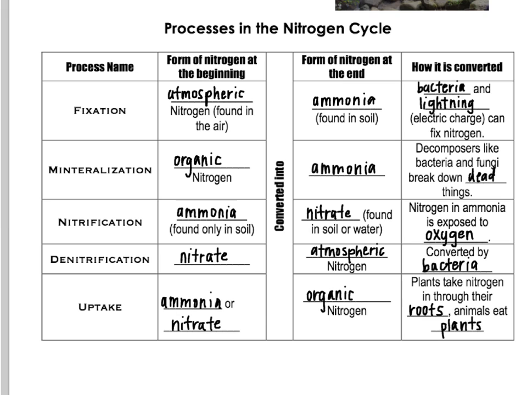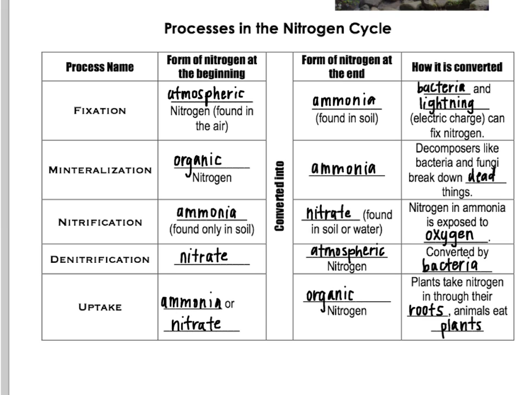Now the reason nitrification is important is because denitrification is one way that nitrogen gets back up into the atmosphere. Through denitrification, we take nitrate, which is found either in the surface soil or water, and it's converted into atmospheric nitrogen. And this process is also done by bacteria, so we rely on bacteria for a lot of processes in this cycle. And then the last process is uptake.